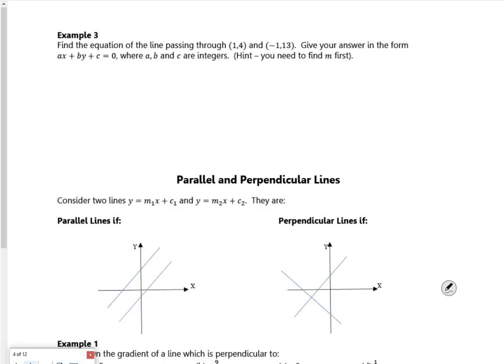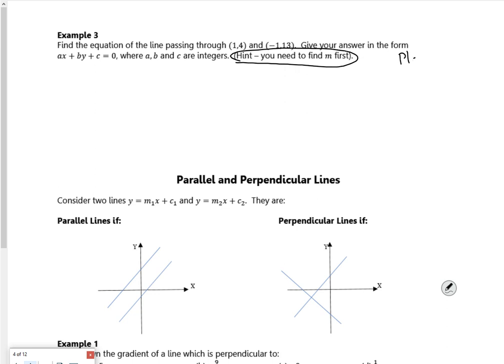Let's have a look at your page 4. There's quite a lot in this lesson, actually. It's only two lessons, but there's quite a lot of theory in this one. Right, so let's have a look at this example. So it says, find the equation of a line passing through 1, 4 with minus 1, 13. Give your answer in the form of, right. So it tells me here, hint, I need to find m first.